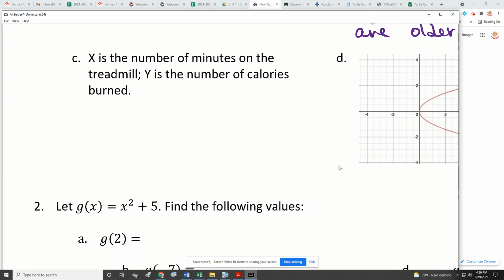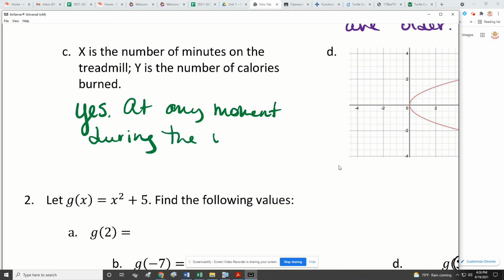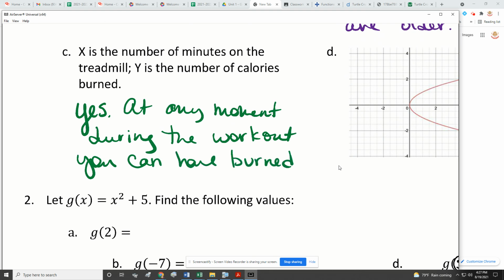Okay, and then C is the number of minutes on a treadmill, and then Y is the number of calories burned. So this is definitely a function. At any moment during the workout, you can have burned only 1 caloric amount.